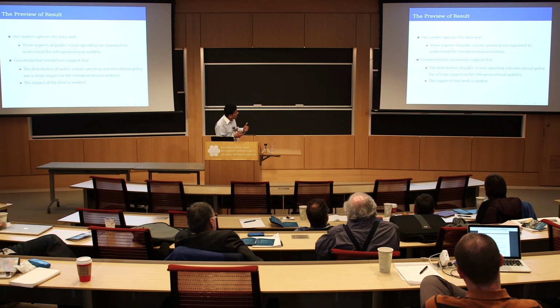The model captures the data pretty well, at least in terms of the moments that we don't seek to match. The three aspects of public school spending we think are important to understand intergenerational mobility. And the pretty preliminary counterfactual simulations suggest that the distribution of public school spending, which comes from the distribution of income, as well as educational policy, has a fairly substantial impact on intergenerational mobility.